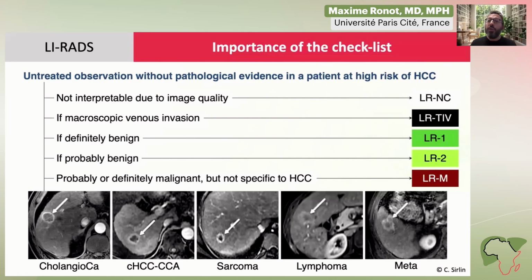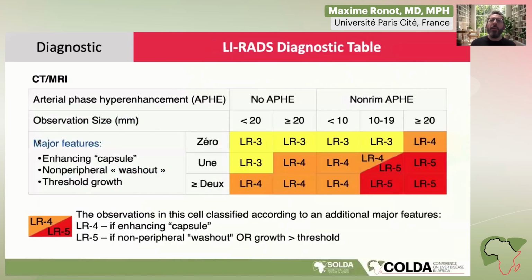Now, if you do this checklist and your lesion does not fit in one of these boxes, then you can combine the size, the presence of enhancement, and other major features, especially those I discussed previously: the presence of a washout, capsule, and the fact that the tumor is growing over time.